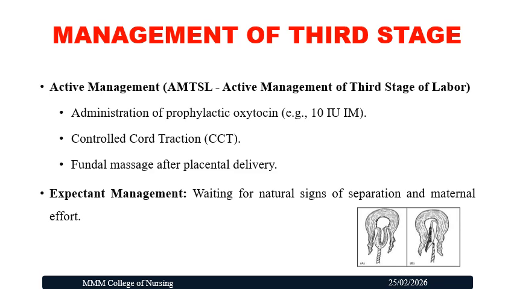Management of third stage of labor. Active management includes administration of prophylactic oxytocin, which is 10 units IM, then CCT, controlled cord traction, and fundal massage after the placental delivery. Expectant management is waiting for the natural signs of separation and maternal effort.